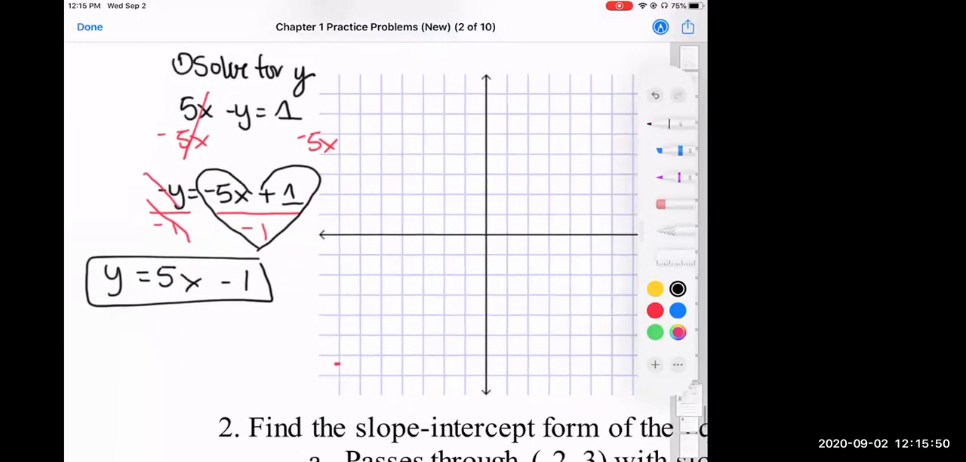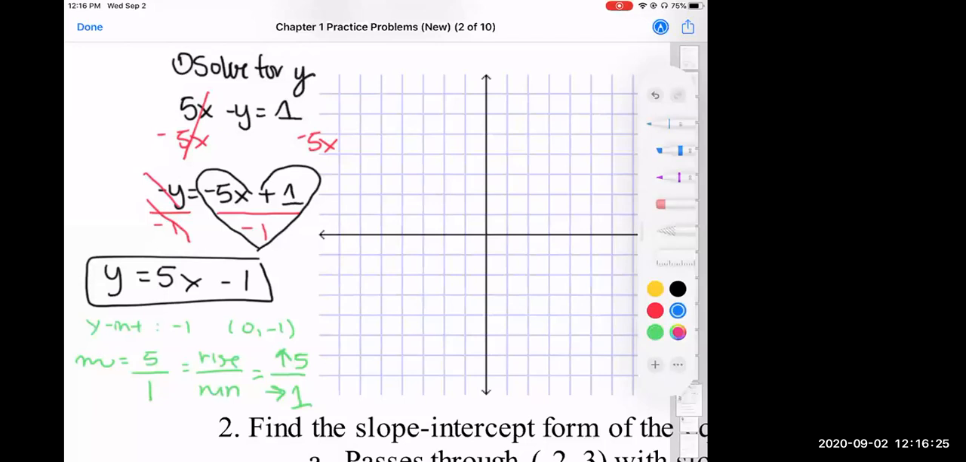So now we can easily point out our slope and our y-intercept. Our y-intercept is -1. So this tells me you have the point 0, -1. And your slope is +5. If you write it as a fraction, it'll be 5 over 1. And if we're thinking of our rise over our run, it's a +5, so we will go up 5. It's a +1, so we will go to the right 1. Let's go ahead and graph.